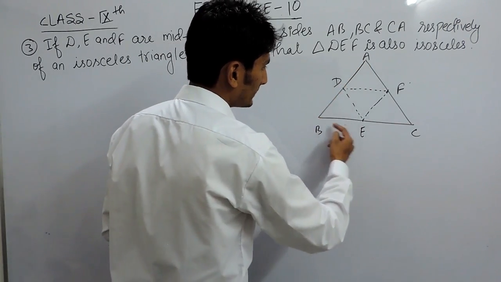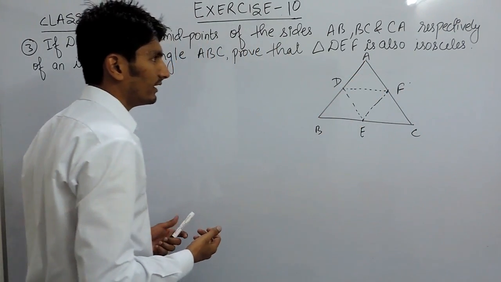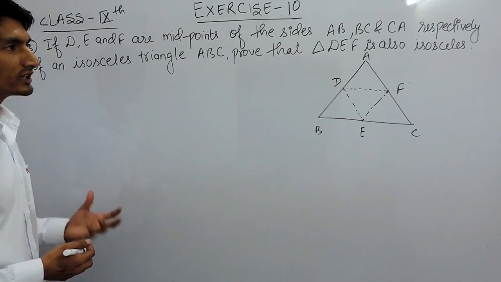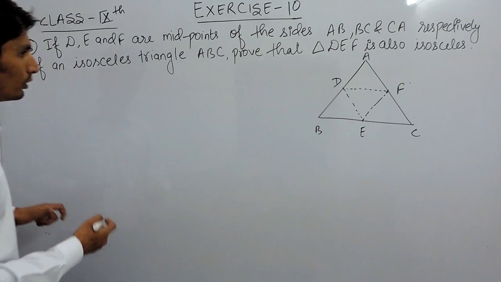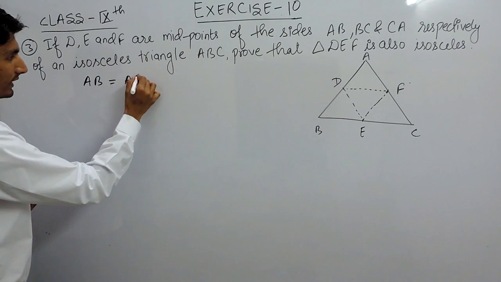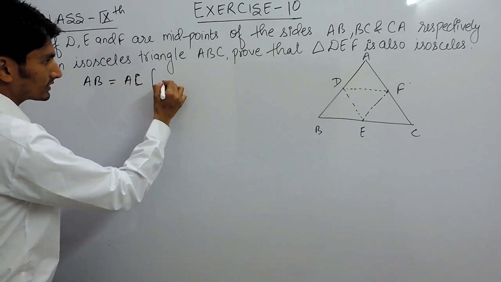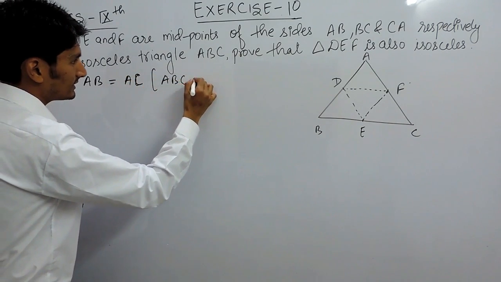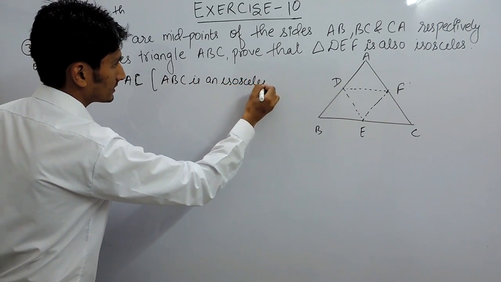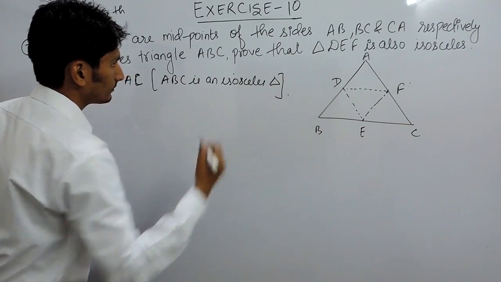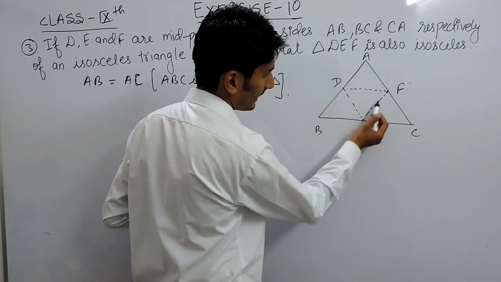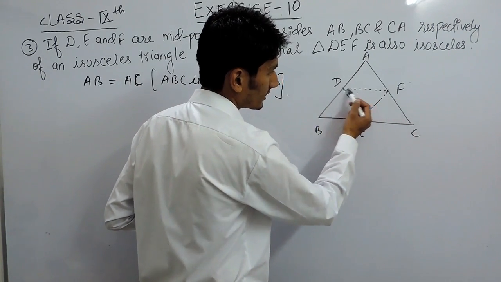It is given that ABC is an isosceles triangle, and we know that an isosceles triangle is a triangle whose two sides are equal. So AB is equal to AC. This is because ABC is an isosceles triangle, and you have to prove that this triangle, which is DEF, is also an isosceles triangle.